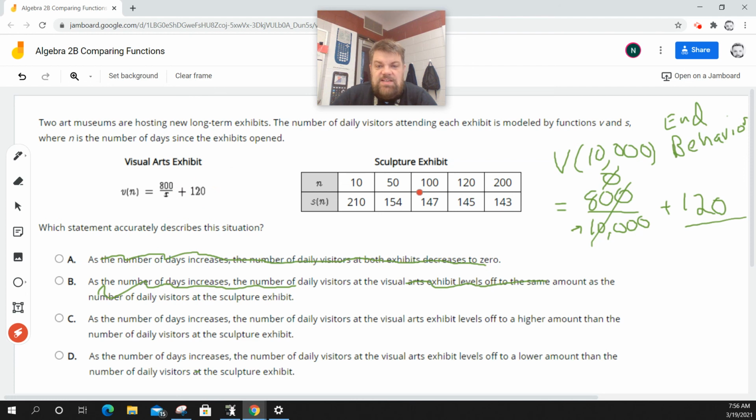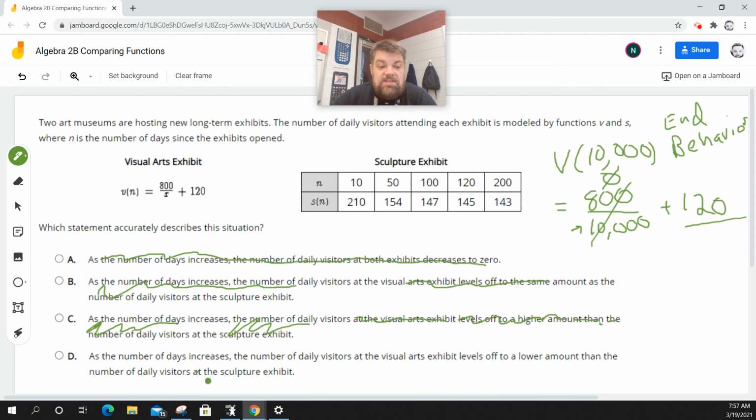Because of the way the question's worded, how many days? 100 days is a long time. 200 days is almost a full year, that's two thirds of it, since there are 365 days in a year. So I wouldn't necessarily say that C is true. It's eventually true, but at what value, right? So it says as it increases. Well, it increases from 10 to 50, and s of n is still higher.